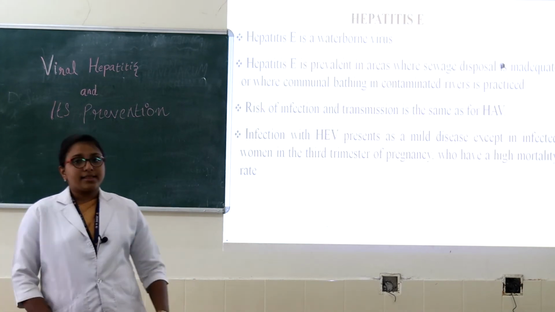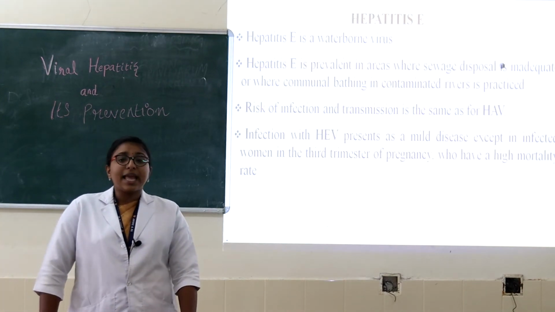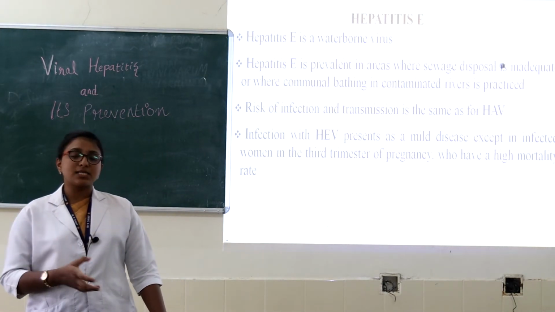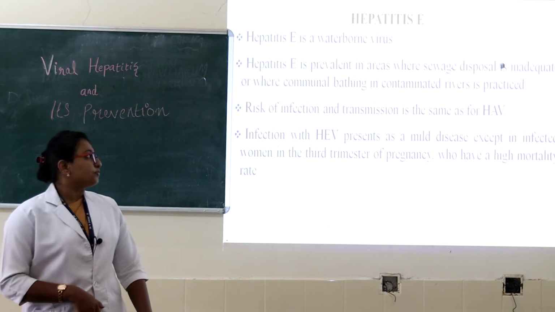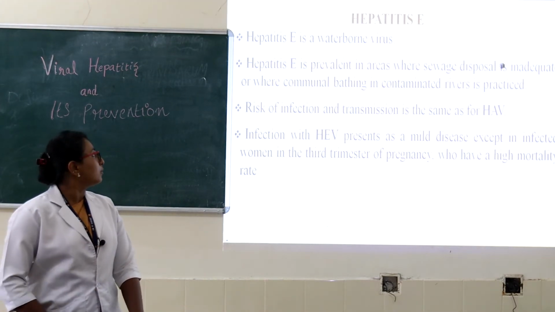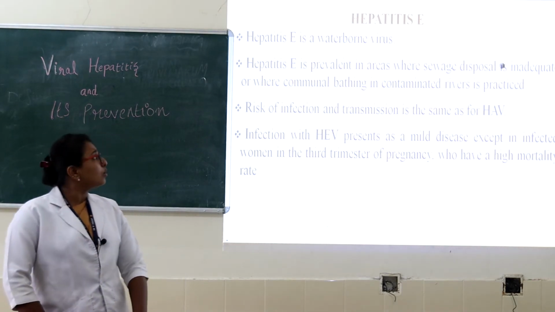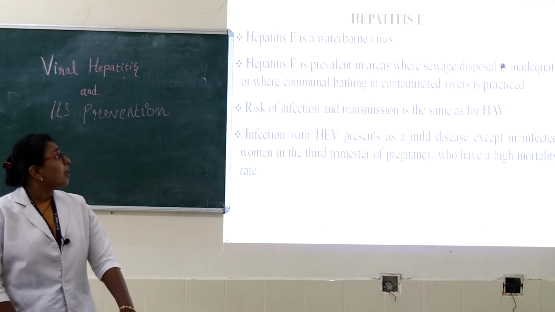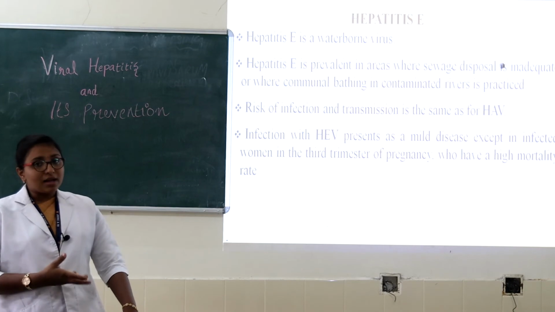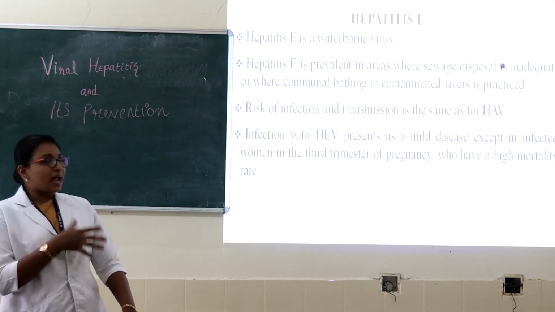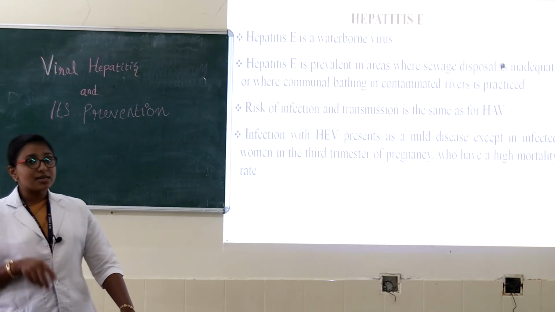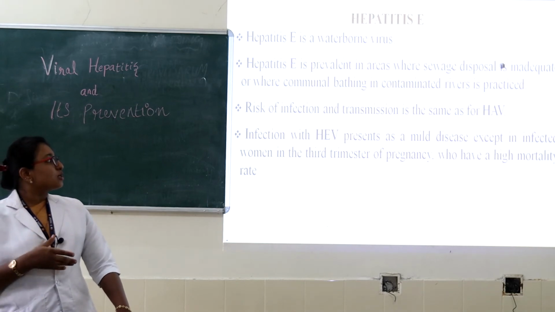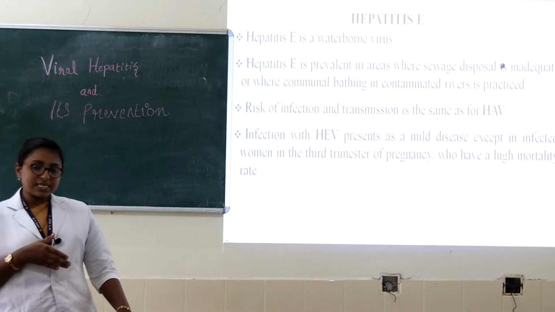And the next or last one is hepatitis E. Hepatitis E is the same as hepatitis A. That is, it is transmitted by contaminated water. This is also transmitted by the fecal-oral route. And hepatitis E is most prevalent in areas where sewage disposal is inadequate or where communal bathing in contaminated rivers is practiced. These are the main risk factors for hepatitis E, and the transmission is the same as that of hepatitis A virus.